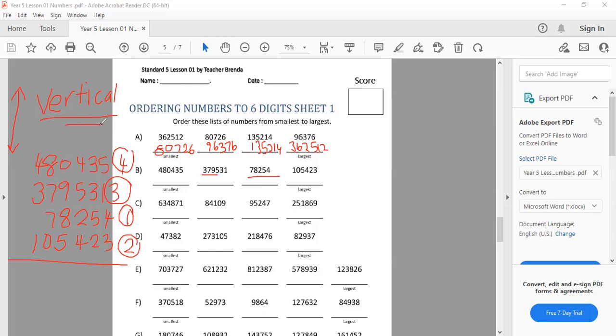So you can also solve this ordering of numbers by writing it vertically in case this confuses you. But if you can do it, you do it. So now I'm going to ask you to put in your answers for some of the questions.